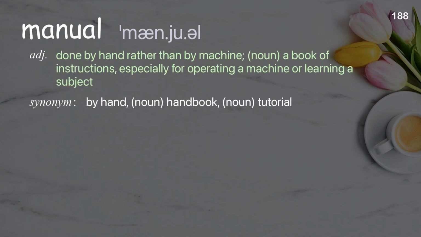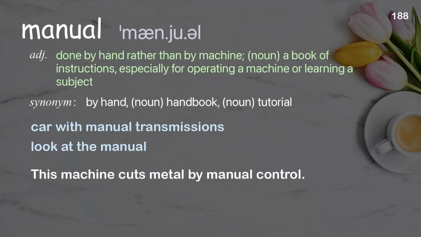Manual: Done by hand rather than by machine. Noun, a book of instructions, especially for operating a machine or learning a subject. Examples: Car with manual transmissions. Look at the manual. This machine cuts metal by manual control.